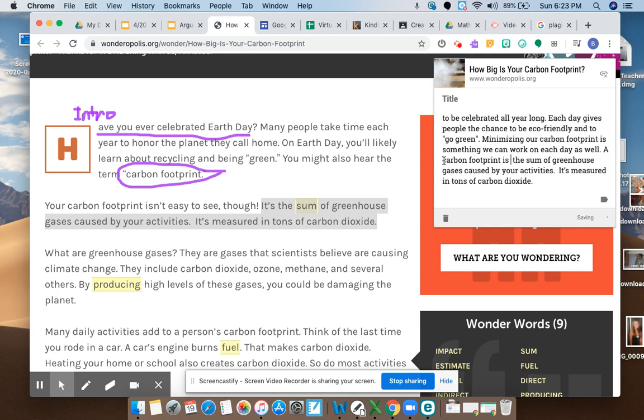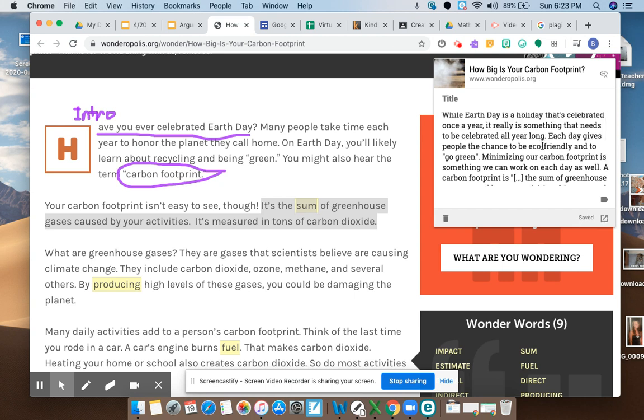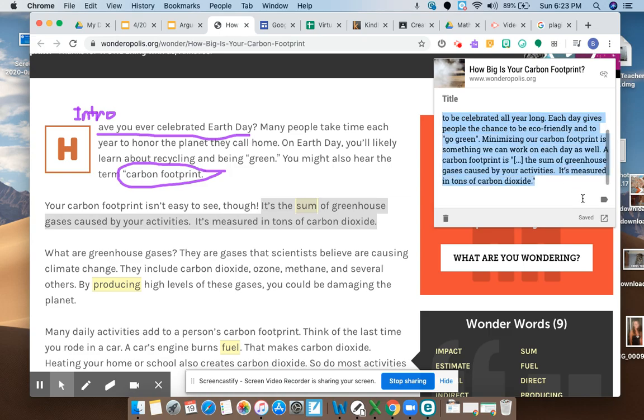And since I took away part of that first sentence, I'm going to do my quotation marks, the bracket with the dot, dot, dot, because I'm only taking the second half of that first sentence. The sum of greenhouse gases caused by your activities is measured in tons of carbon dioxide, end quotation mark. So here I'm going to pause where I'm at because I don't want to keep rambling at you guys. But now that I've got this, I can highlight, copy this, and paste it into one of the text boxes on my website.